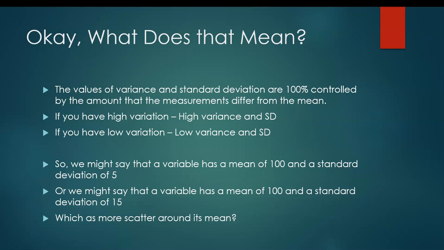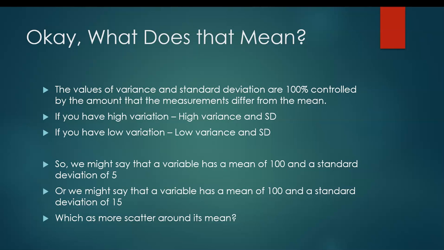So if you have high variation, you'll have high variance and higher standard deviation. And if you have low variation, you'll have low variance and standard deviation. So we might say that a variable has a mean of 100 and a standard deviation of 5. Is that a high standard deviation or a low standard deviation? It's fairly relative. But if we look at another example, say that a variable has a mean of 100 and a standard deviation of 15, that indicates to us that we have two samples.